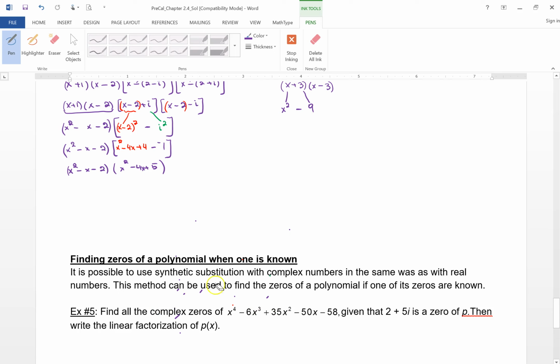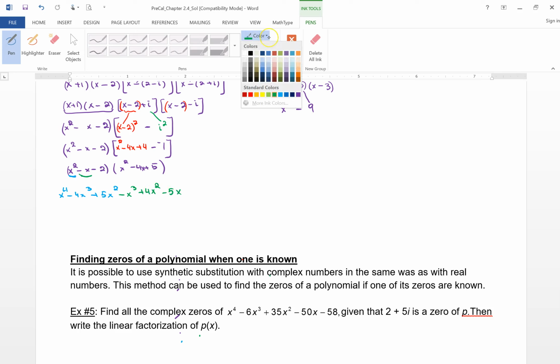Now, we're going to multiply this. Okay? So, what we do, again, I'll color code. So, first I'm going to multiply x squared with everything in the second parenthesis. So, I get x to the 4 minus 4x cubed plus 5x squared. Then I'm going to multiply negative x with everything in the parenthesis. So I get negative x cubed plus 4x squared minus 5x. Then I'm going to multiply negative 2 with everything.